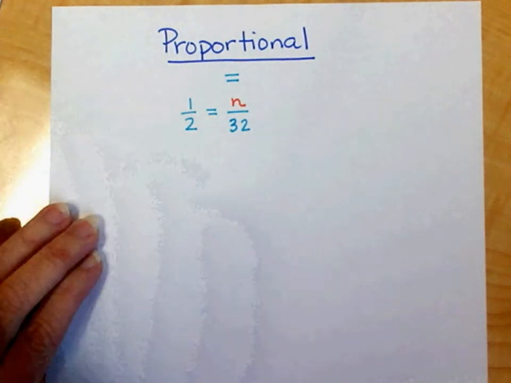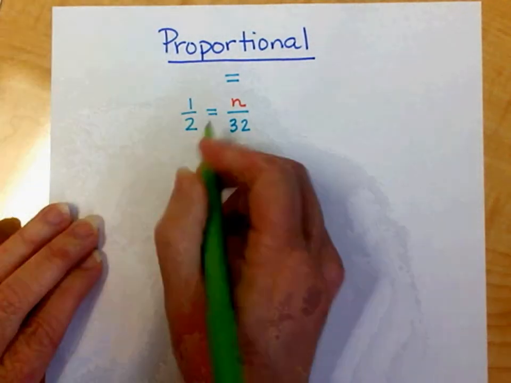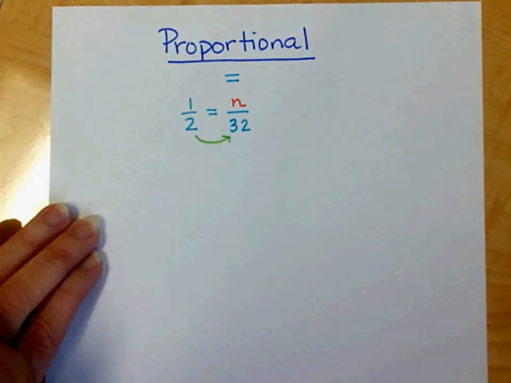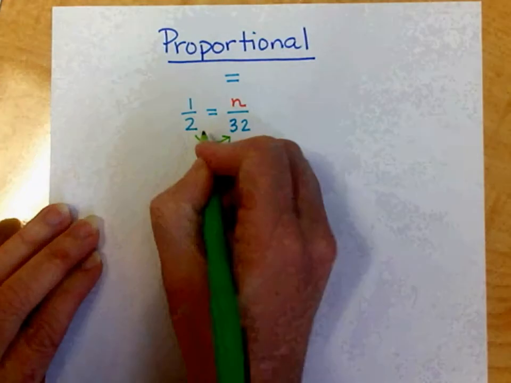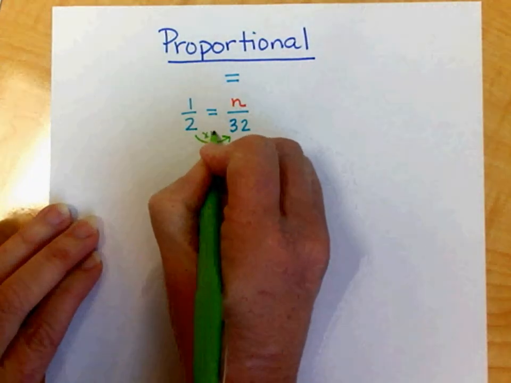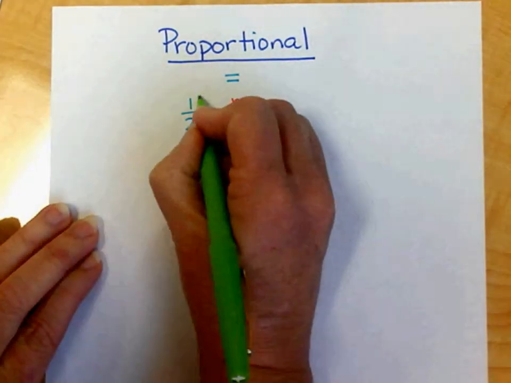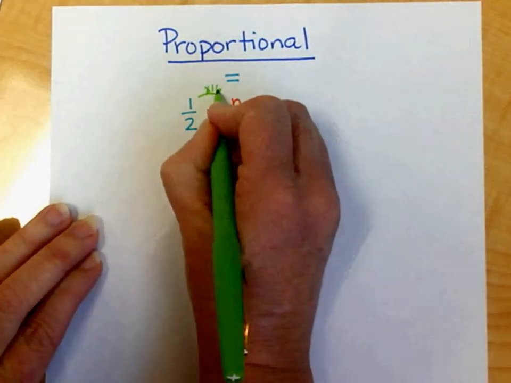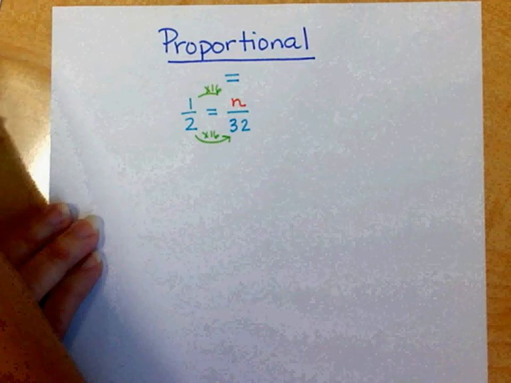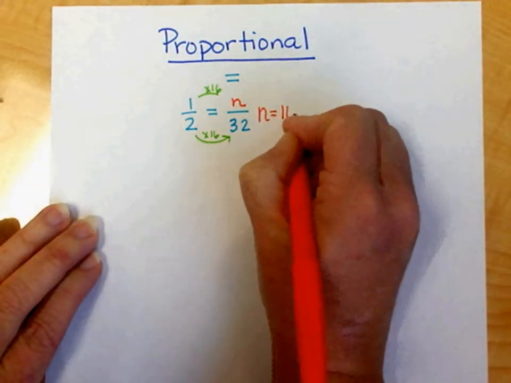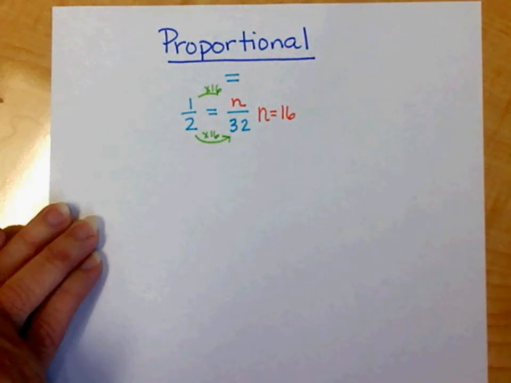I can show my scale factor and ask myself, what am I doing to 2 to get to 32? And that would be times 16. If I multiply by 16 on the bottom, I multiply by 16 on the top. Therefore, n is equal to 16, and this is proportional. In other words, equivalent to one another.